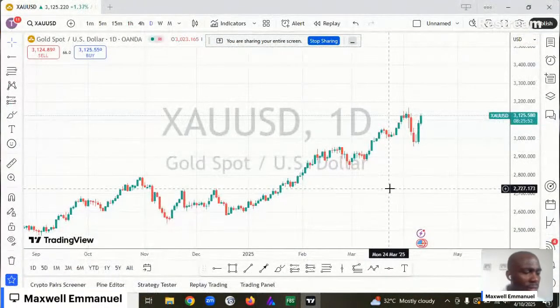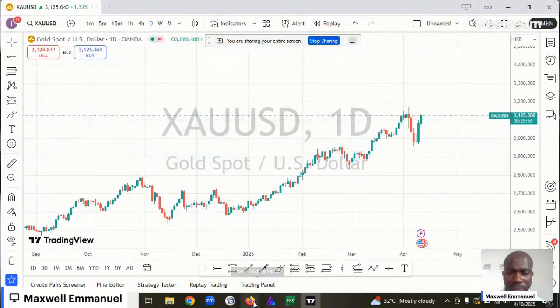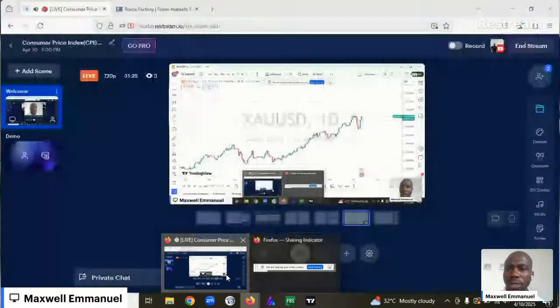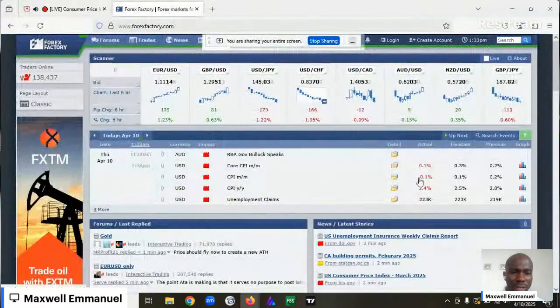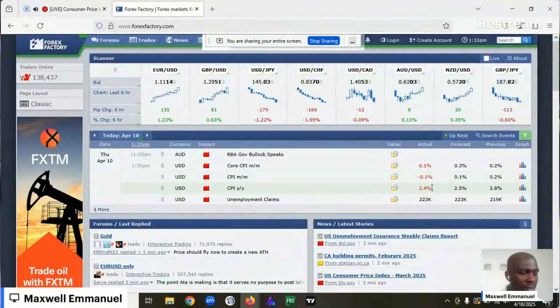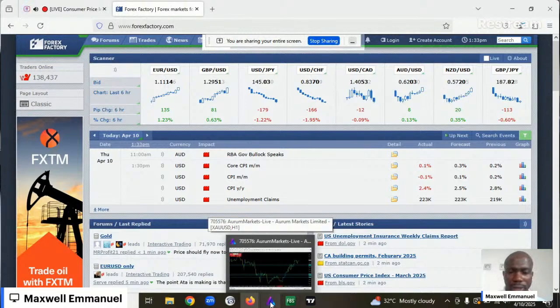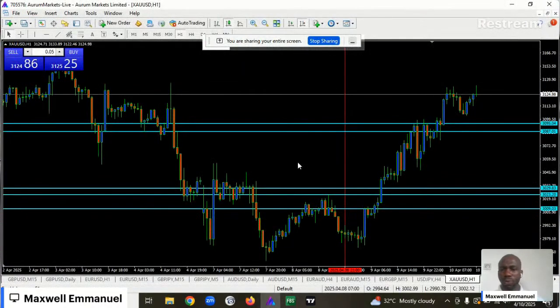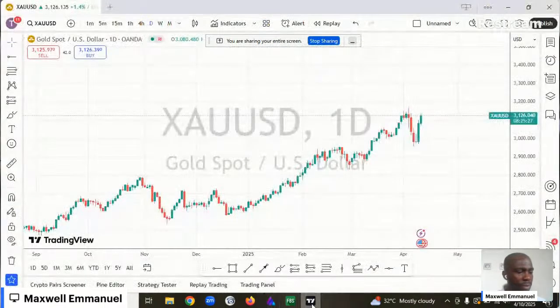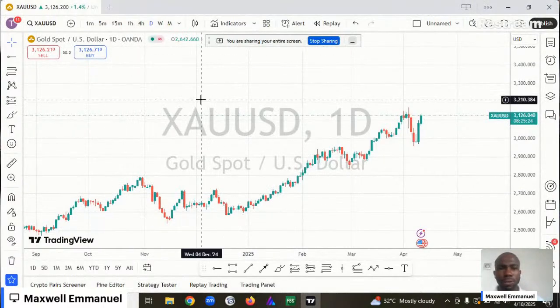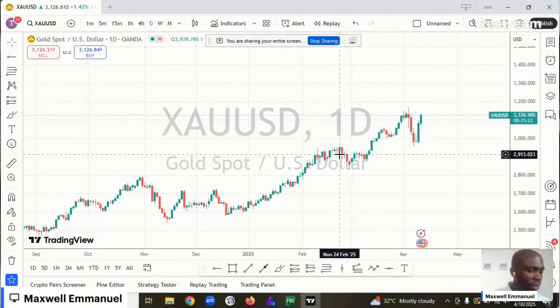So it came out negative for the dollar. All the data was negative for dollar. Negative, negative, negative. So we should expect a weak dollar. We should expect more buys on EU, GU.